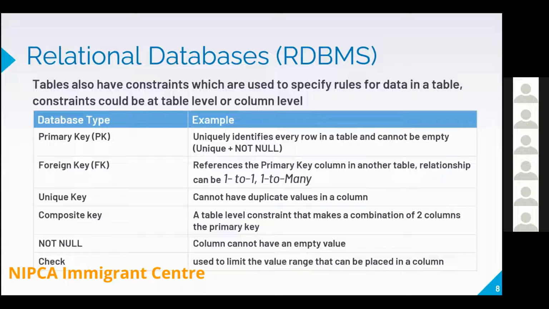So if you say a column is not null, that means if you're inserting data into that database table, then you must always input a value for that column. The check constraint is used to limit the value range that can be placed in a column. Sometimes you're designing your database and it's for adults, so it's 18 and above. You have an age column and you don't want to insert anything below 18. You can actually add a check constraint at your database level.